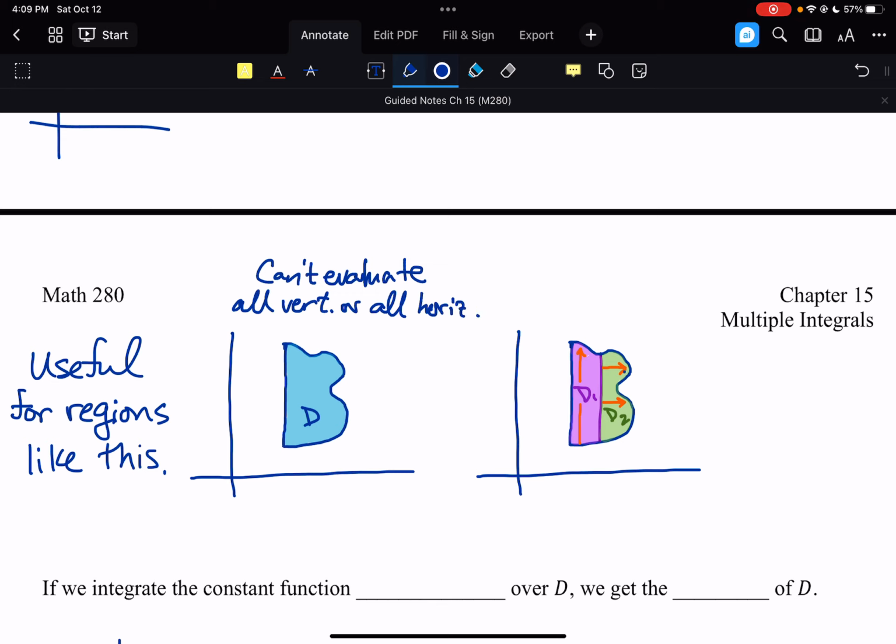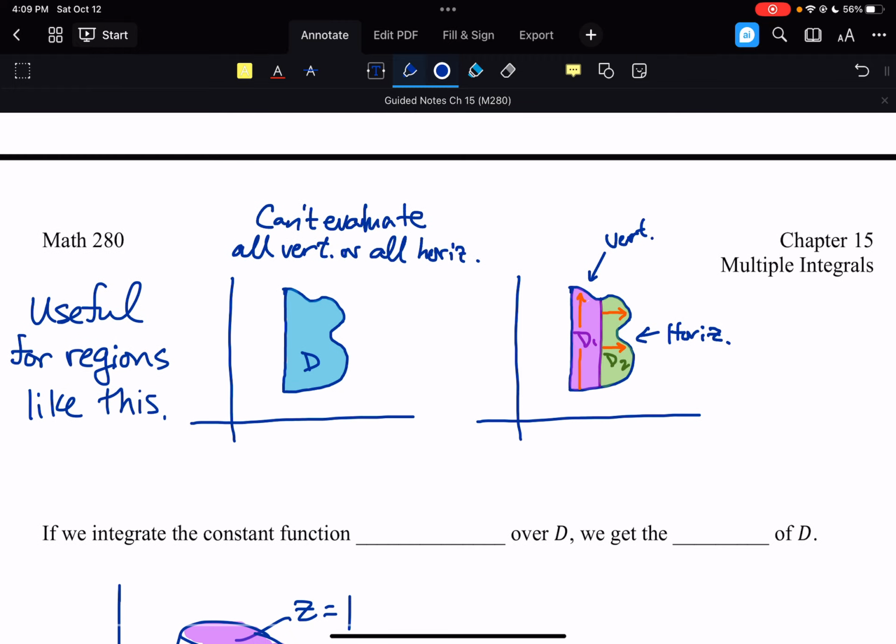But if we look at it like this, we could take part of it, split it into D1 and D2. D1 gets integrated vertically, and then D2 gets integrated horizontally. And now we could evaluate them separately and just add their results together, and that would avoid any overlaps or any issues with this type of region.